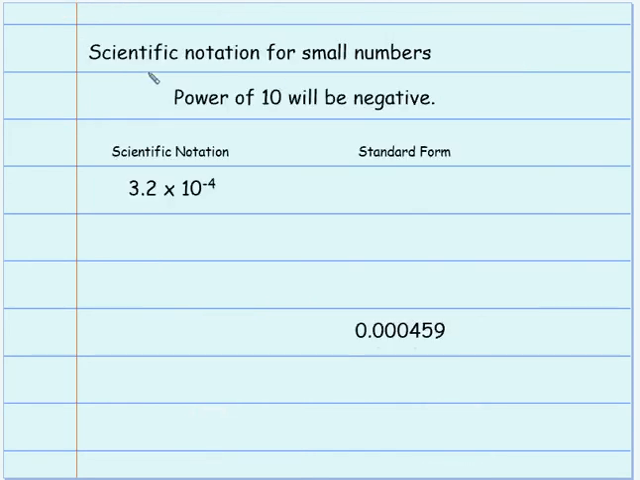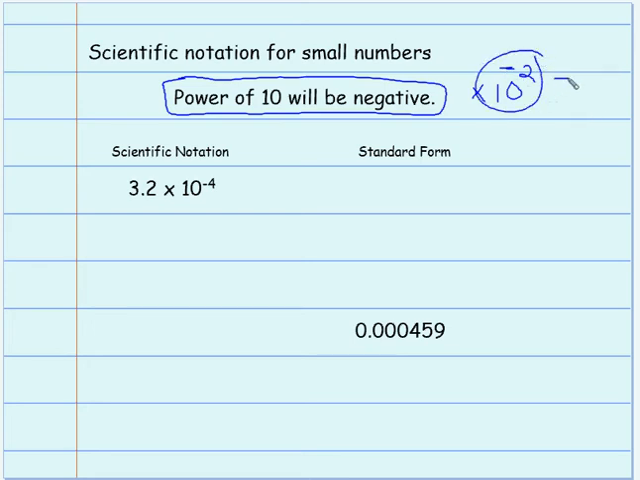It's just now that when we deal with small numbers, the power of 10 will be negative. Because we're making smaller numbers, we need to multiply by a power of 10 that is negative, so that that is actually the same as dividing by 10 squared. Okay, because remember that's 1 over 10 squared, which is the same as dividing by 10 squared. So we're making smaller numbers.